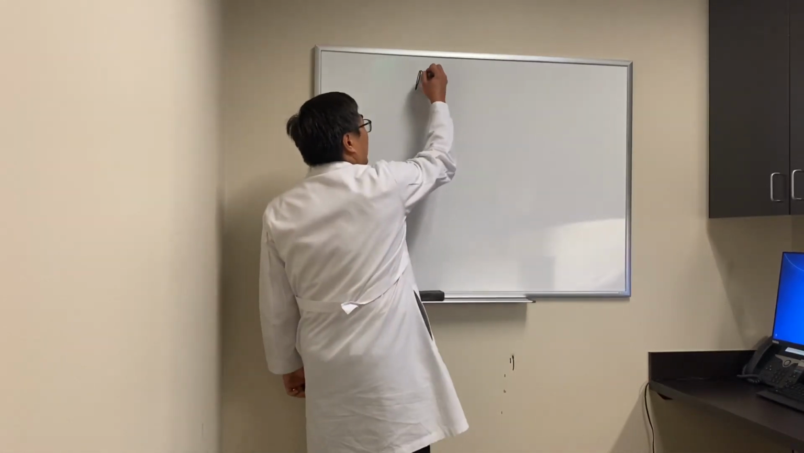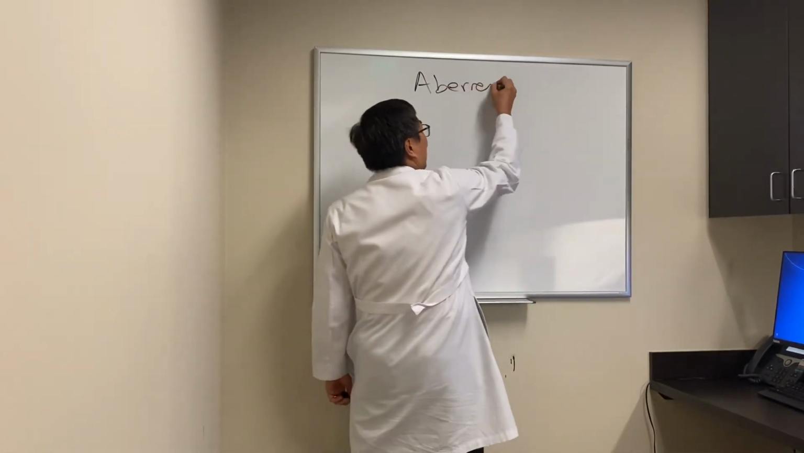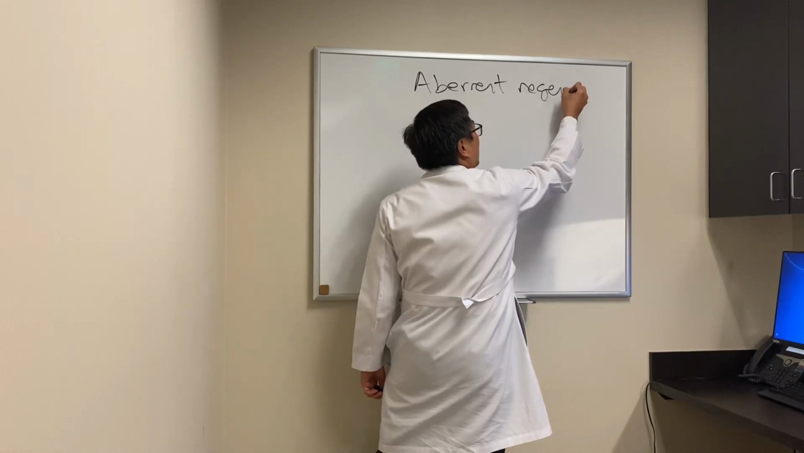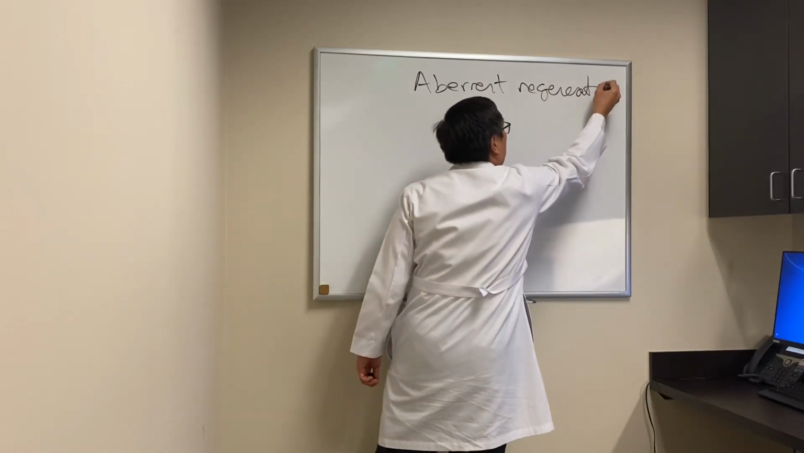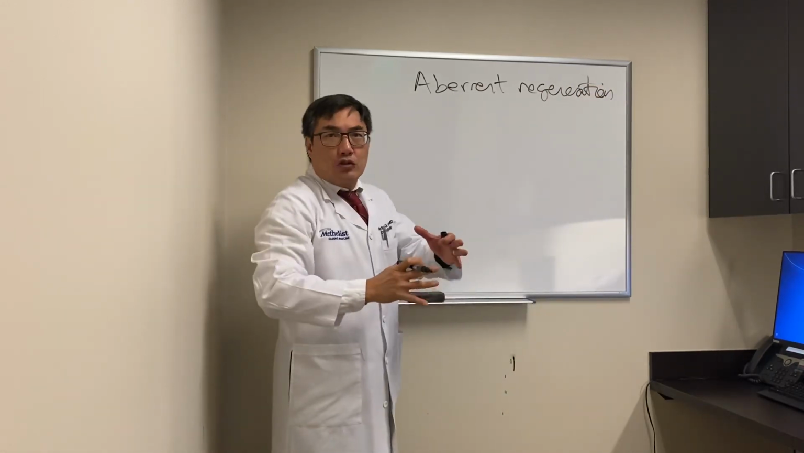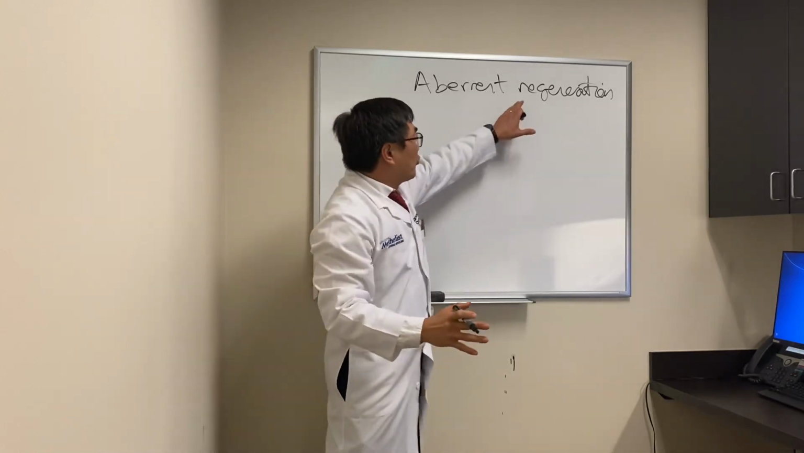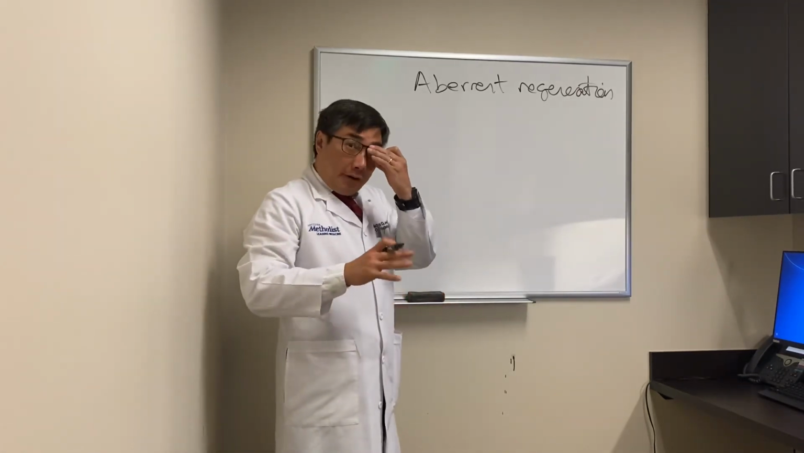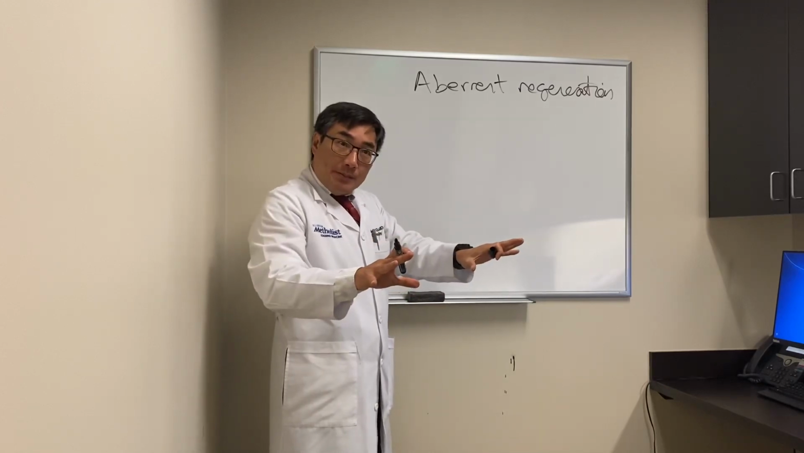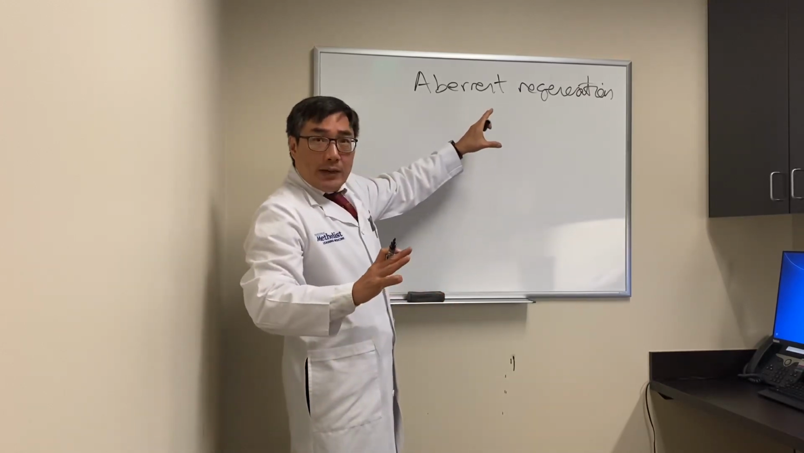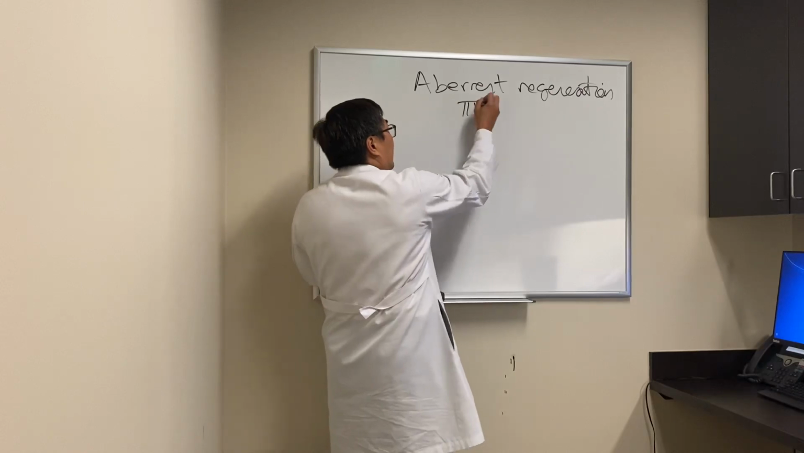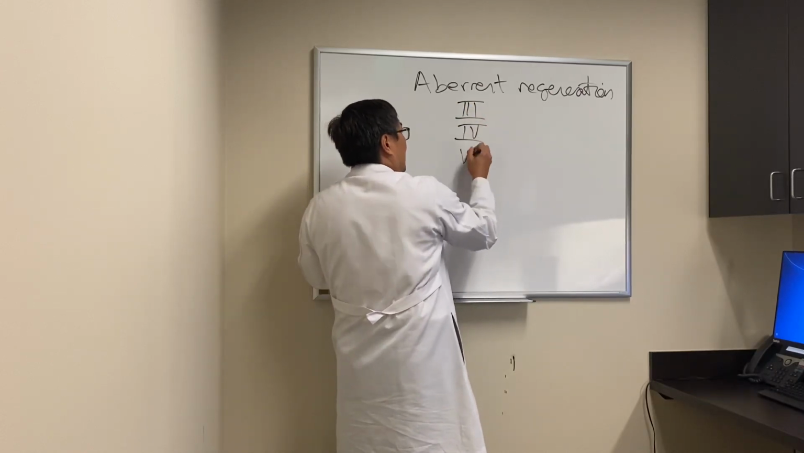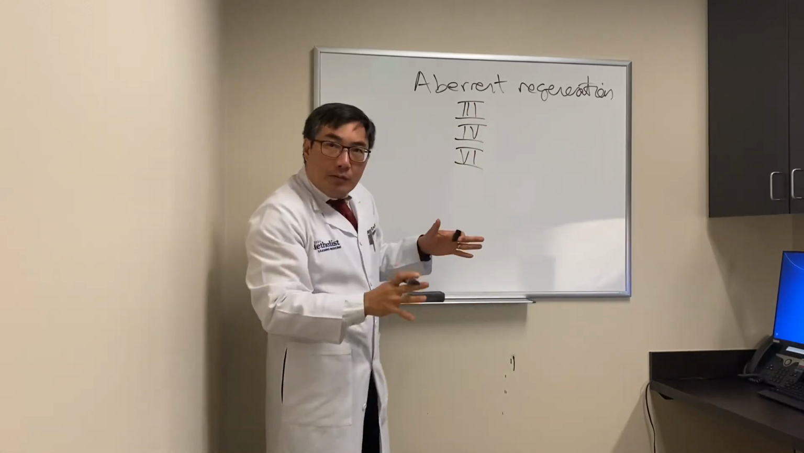All right, today we're going to be talking about aberrant regeneration. And as you know, peripheral nerves, when they're damaged, will try to regrow. That we call regeneration. And because the cranial nerves are peripheral nerves once they leave the brainstem, these cranial nerves, if they're damaged, 3, 4, 6, will try and regrow.